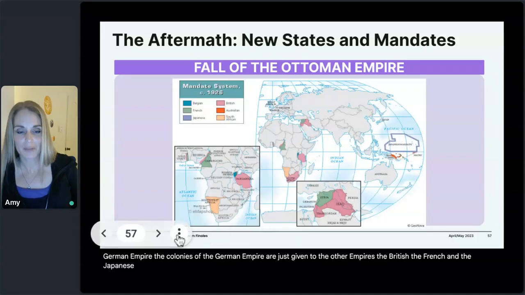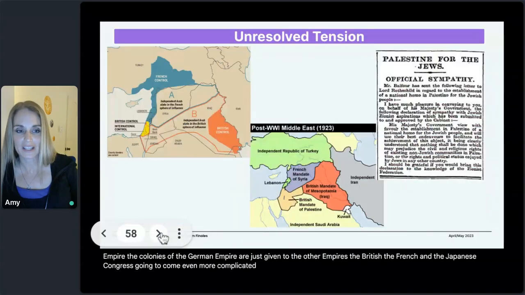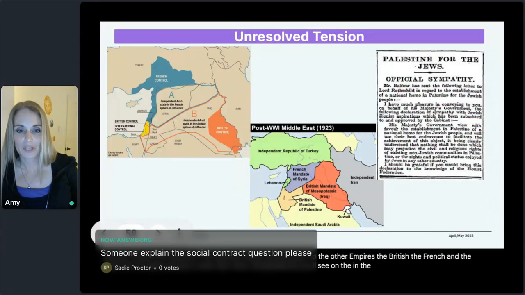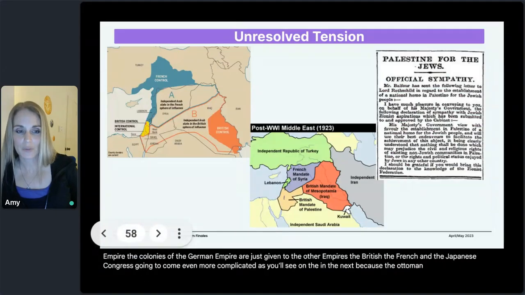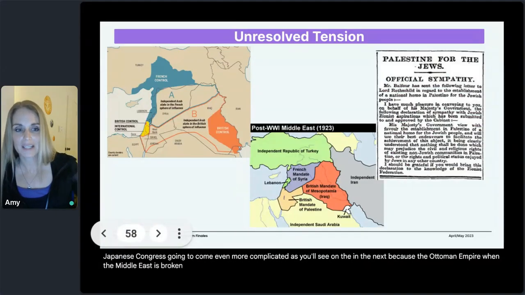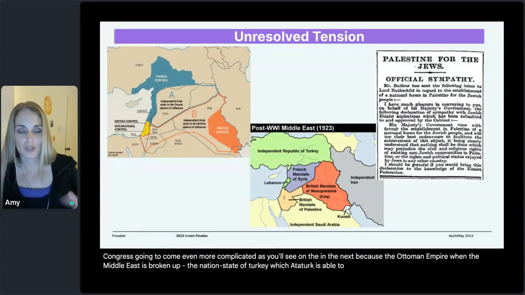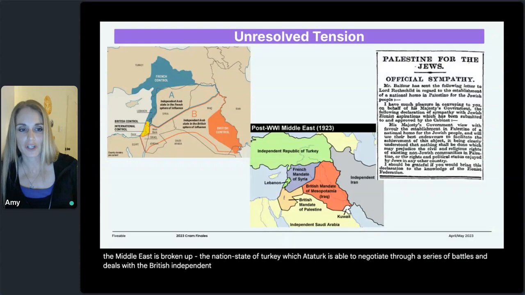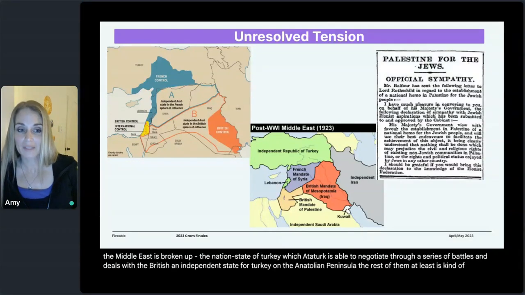So this is going to become even more complicated, as you'll see in the next. Because the Ottoman Empire, when the Middle East is broken up, minus the nation state of Turkey, which Ataturk is able to negotiate through a series of battles and deals with the British, an independent state for Turkey on the Anatolian Peninsula, the rest of the Middle East is kind of up for grabs.